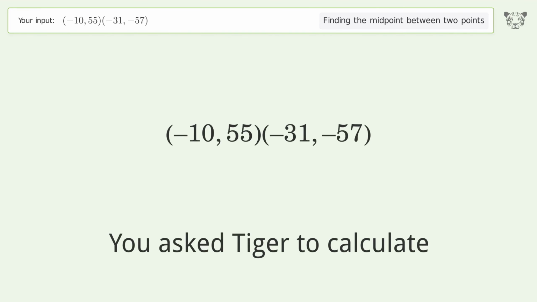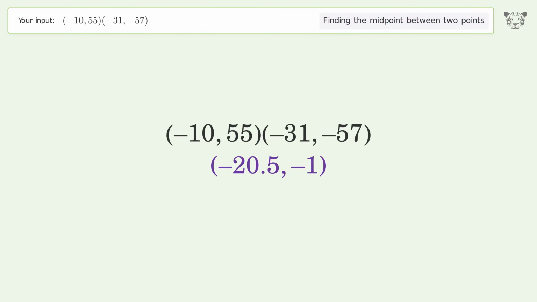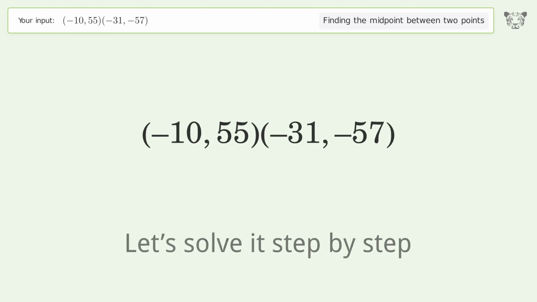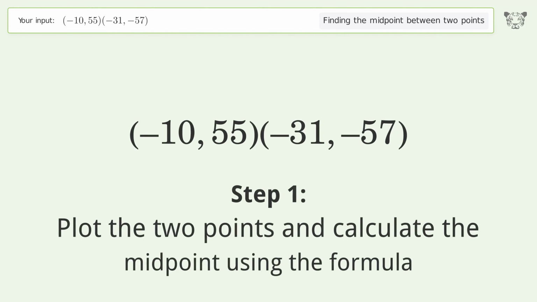You ask Tiger to calculate. This deals with finding the midpoint between 2 points. The midpoint between the 2 points is -20.5, -1. Let's solve it step by step. Plot the 2 points and calculate the midpoint using the formula.